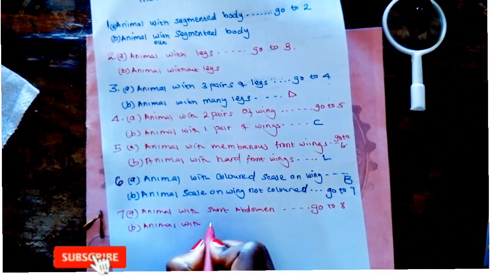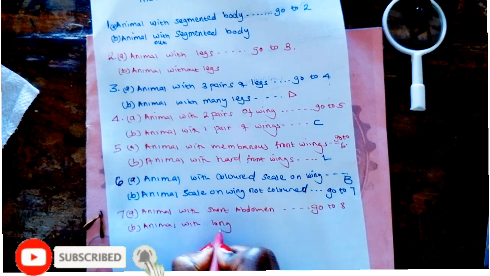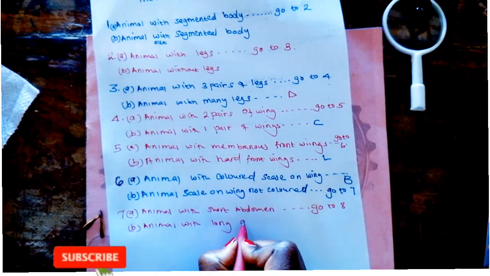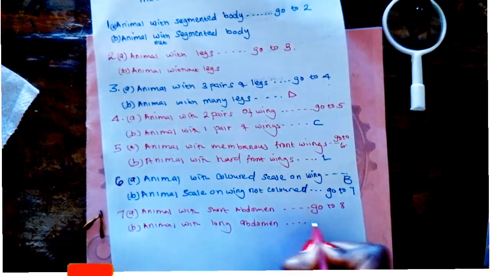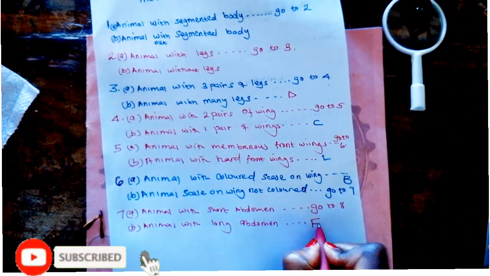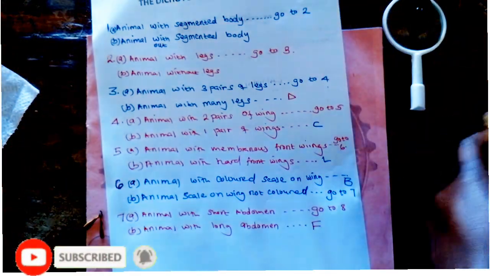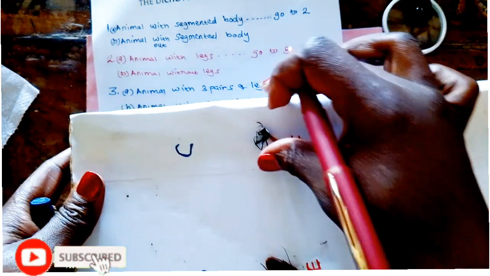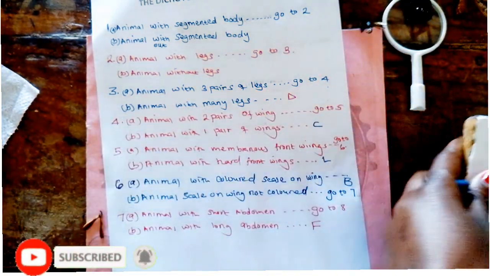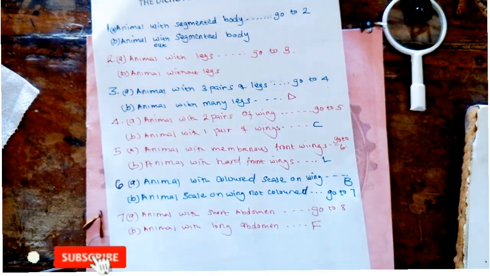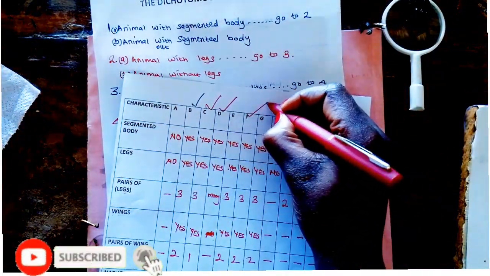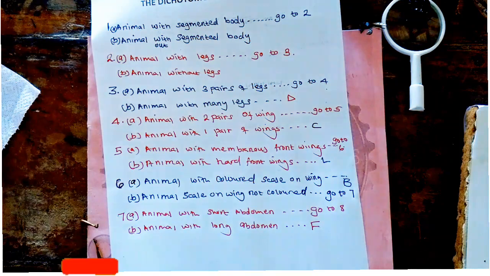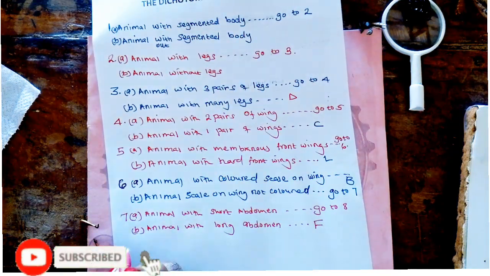with long abdomen. That must be F. So F identified, we remove it then from there. If it is a picture, you can remove it mentally. So F identified. We are doing very well. So step 8.